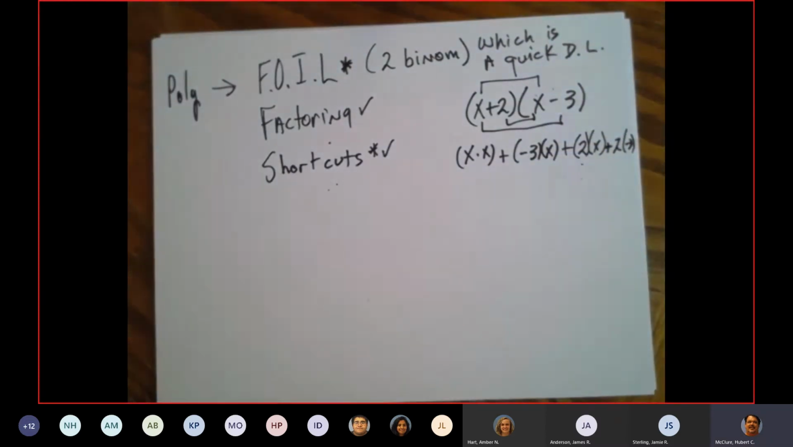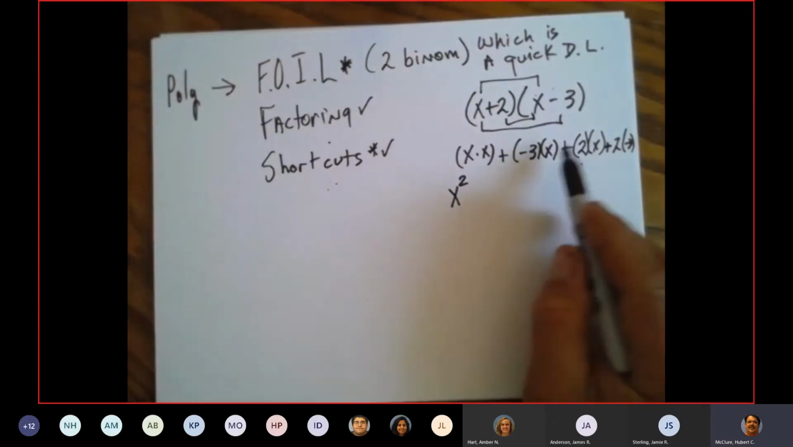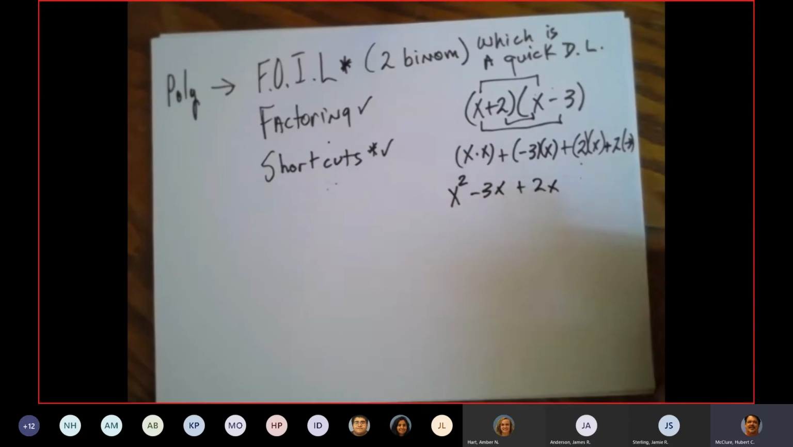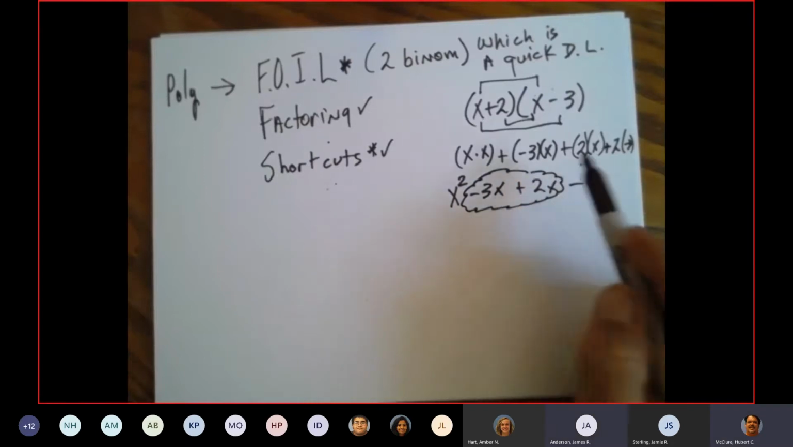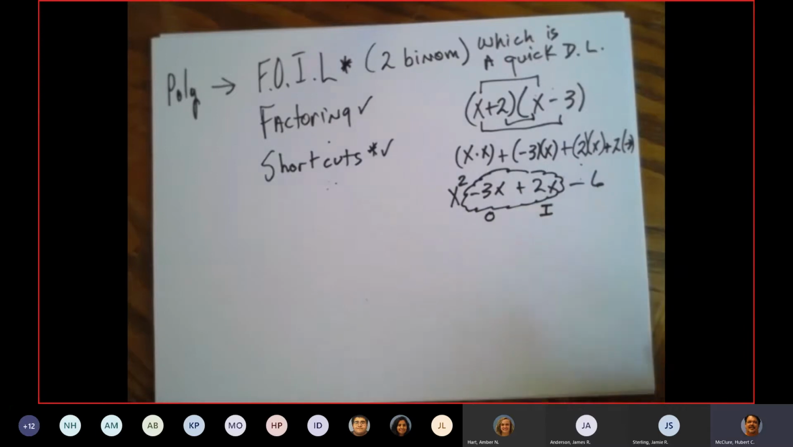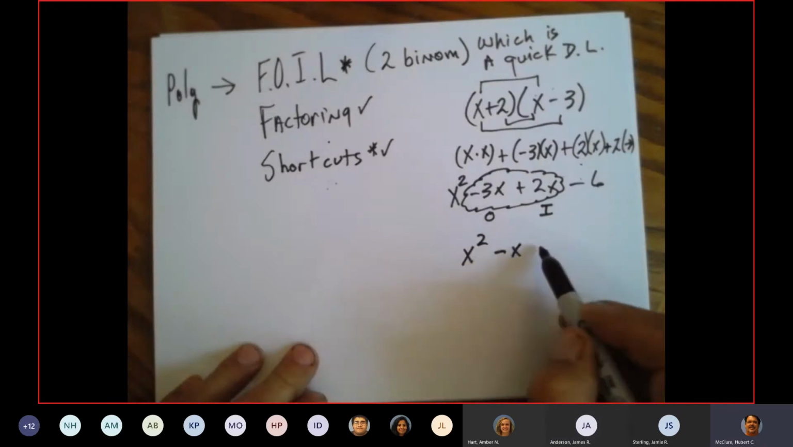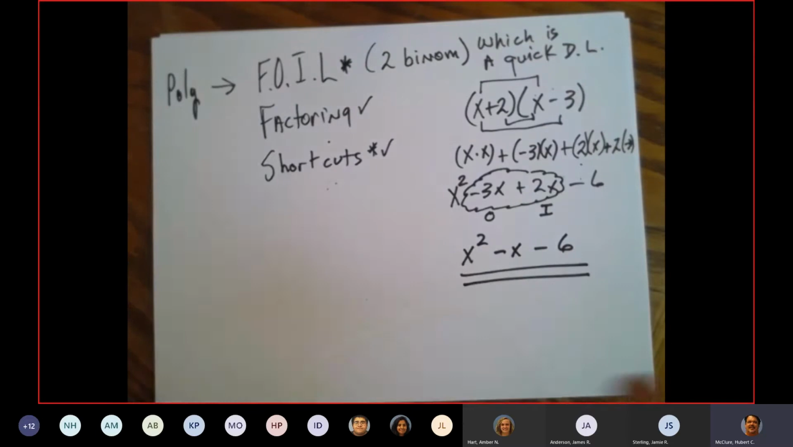Okay? And that's going to give you x squared minus 3x plus 2x minus 6. And what happens to the middle two terms? What happens to the O and the I? They usually what? Combine. And that gives you x squared minus x minus 6. That is called the FOIL method.